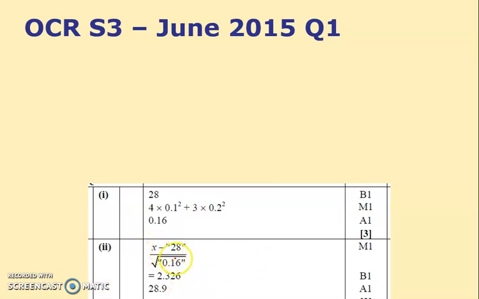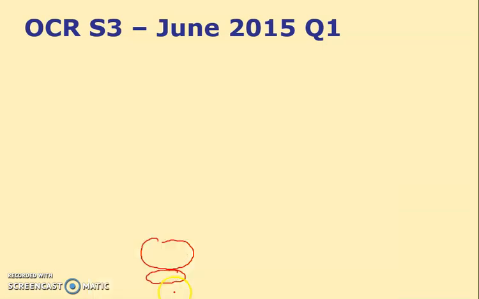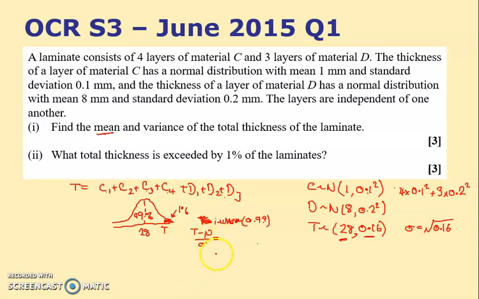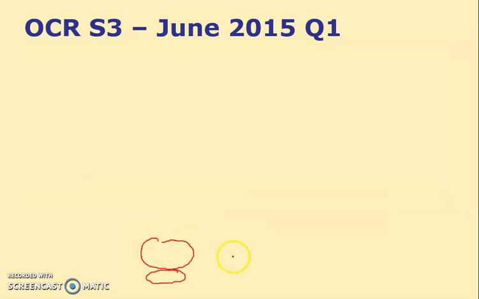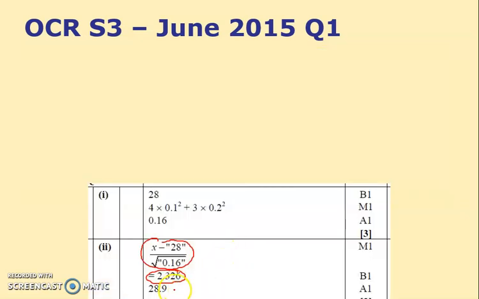Now this is, if you like, the posh way of doing it. It works this out. But the great thing about the calculator is it tells you what it is straight off. So I can just effectively ignore that. I can write T equals 28.93. That's what my calculator has given me for that value. And it's jumped straight to it. 28.9. Interestingly there, they gave a mark for this 2.326 figure.